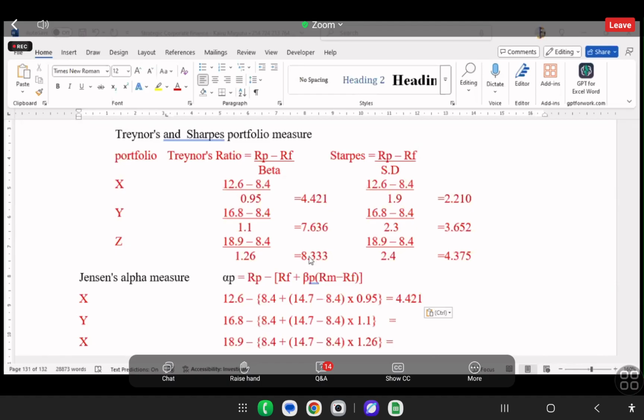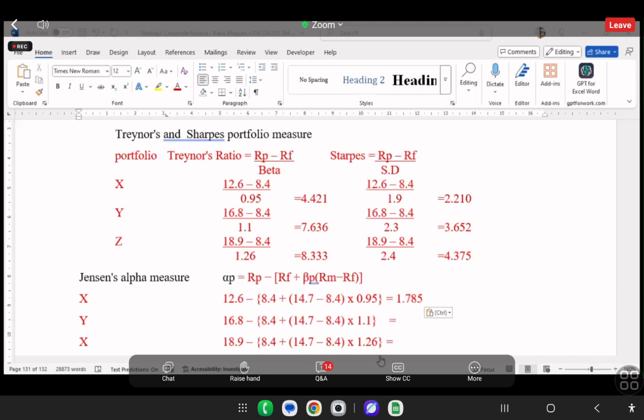Last is X. X is 1.7. And did someone give X? Is X 1.7 or 4 point whatever? There's someone who is saying that X is 1.7. How much is X?